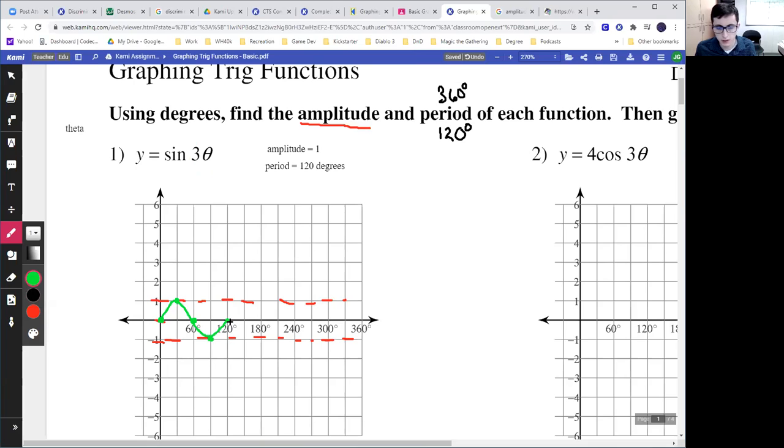And that is one period. Everything after that would be a repetition of this. So you can see it starts at 0, goes to 1, 0, -1, 0, and then we just repeat. So from here to here is one cycle. That's one period. And then you can see there's another one from here to here, and there's another one here.